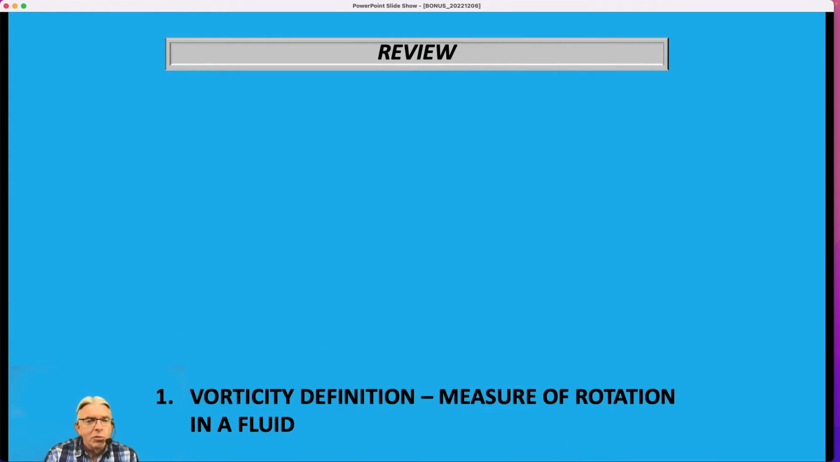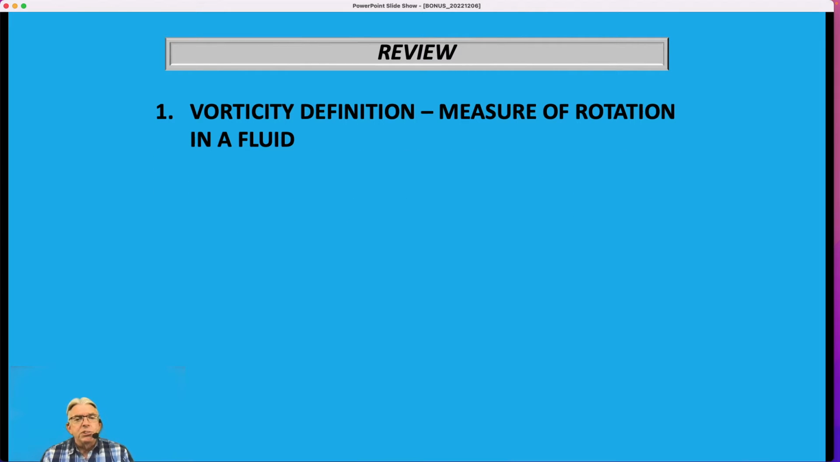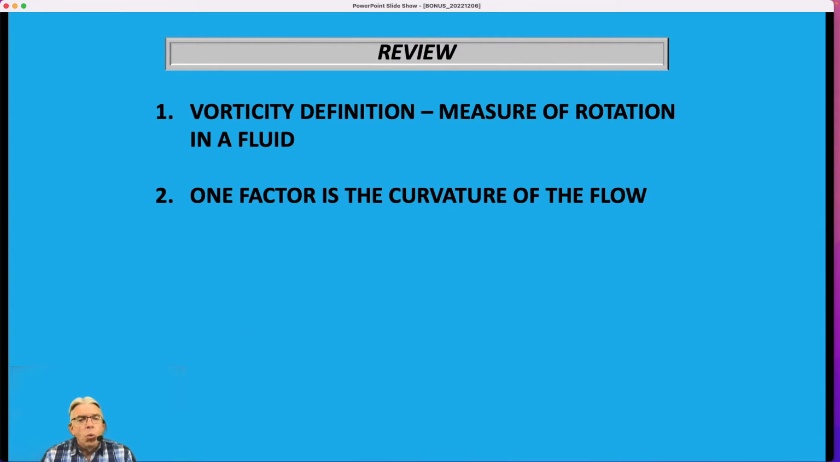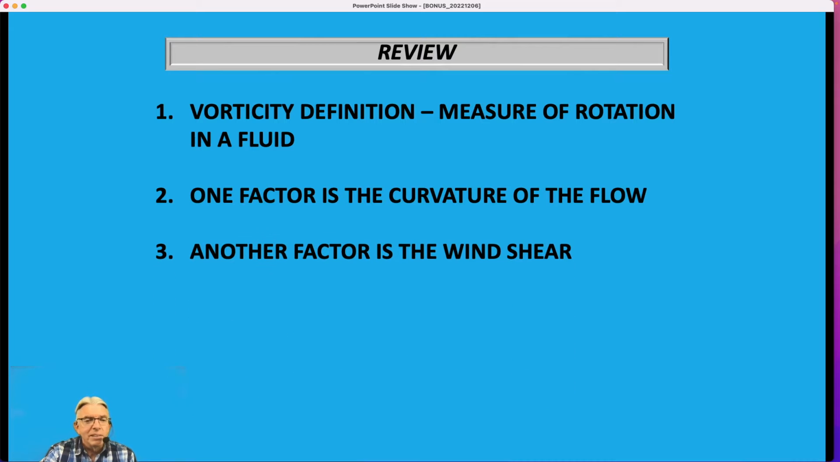So just a little bit of review. Vorticity is defined as being the measure of rotation in a fluid. Now, you may not think of the air as being a fluid, but in scientific terms it is. It's just a different type of fluid than, say, the ocean or a river. One factor is the curvature of the flow. If the flow curves a lot, then you have vorticity, either positive or negative. Another factor is the wind shear, how much the wind speed changes over a given horizontal distance.